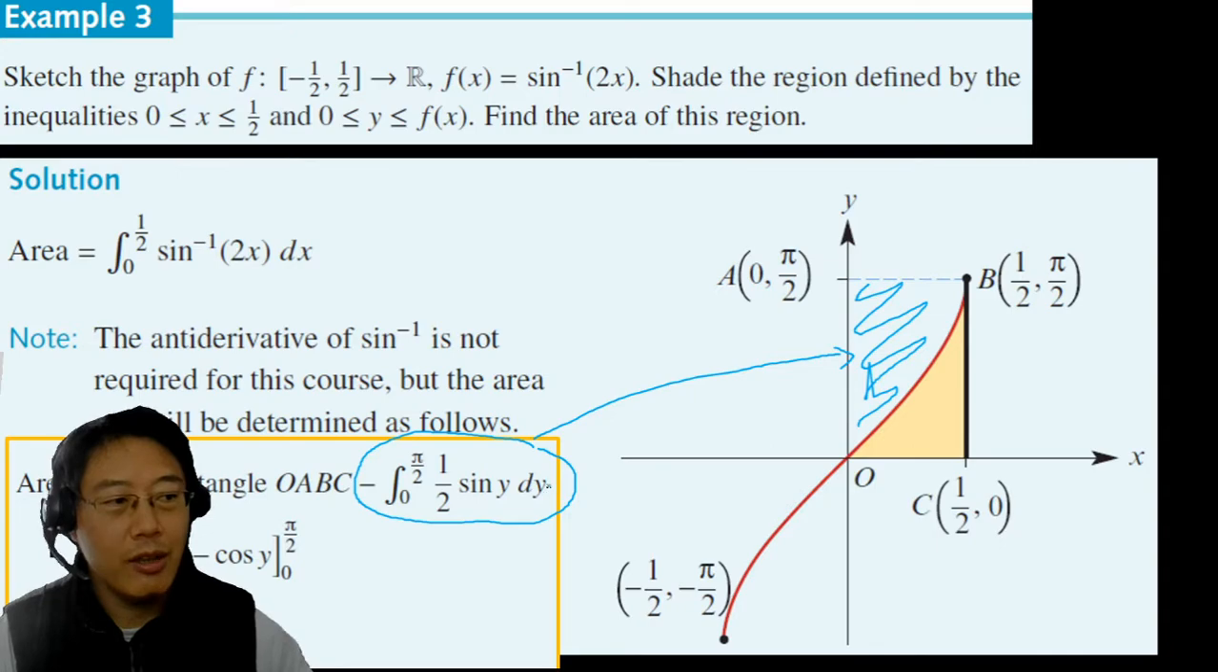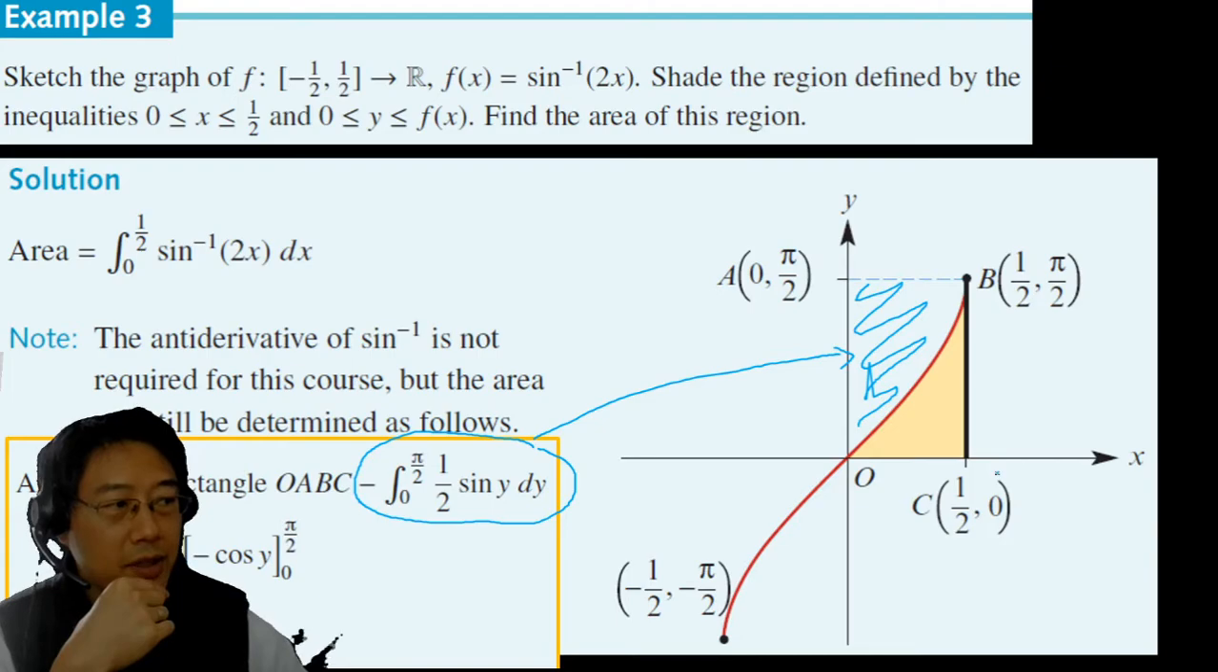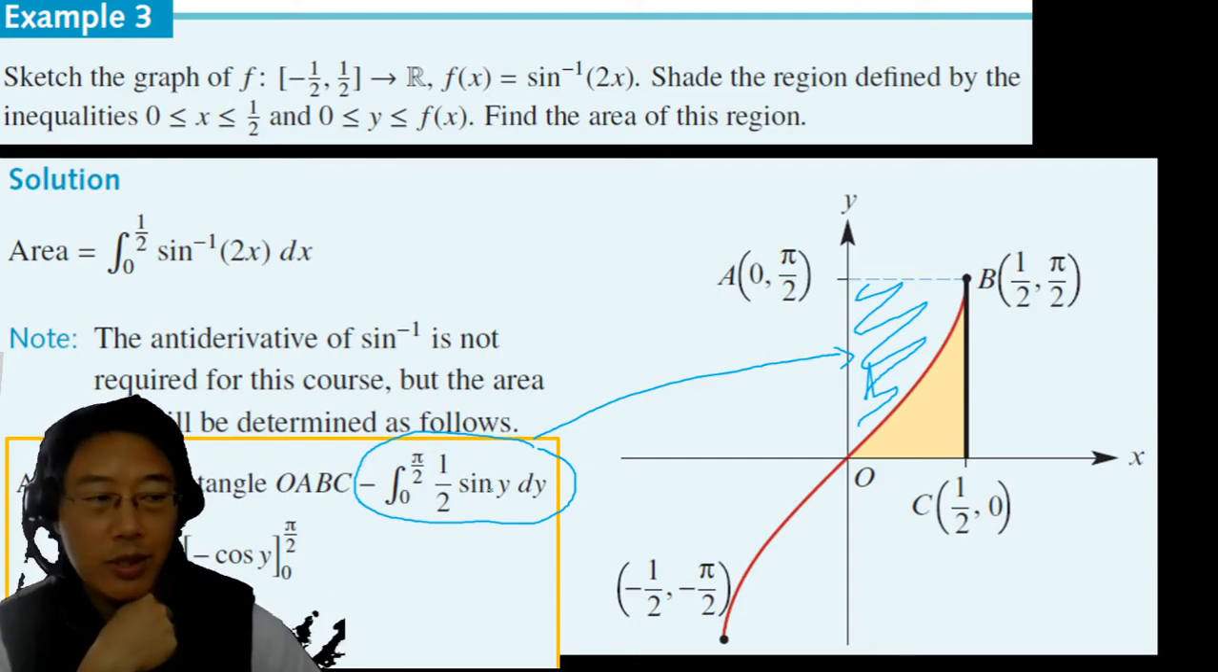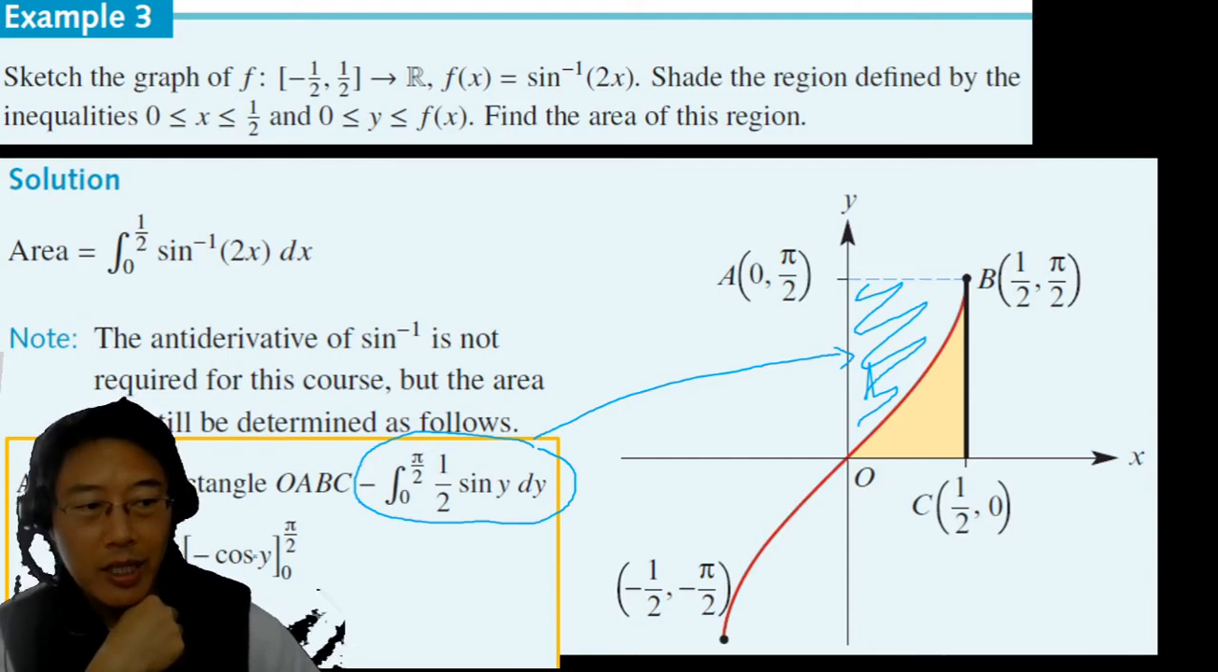So now you anti-differentiate along y. That's a function in terms of y. The area of a rectangle, it's easy. It's a half times pi on 2. So that gives you pi on 4. You anti-differentiate your sine in terms of y. That gives you negative cos of y. From 0 to pi on 2, you substitute and that gives you your answer.